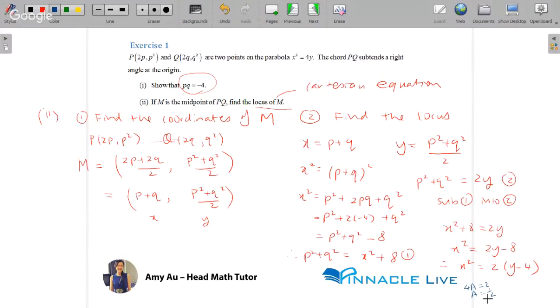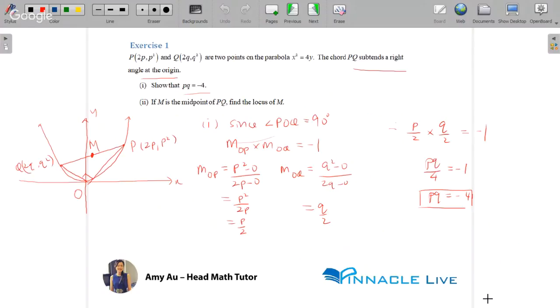All right, so that's more or less it. Let's have a very quick summary in terms of what happened in this question. So the very first part is just using the information: the chord PQ subtends a right angle at the origin.